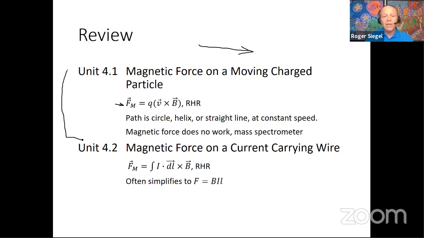Then on Thursday, we talked about the magnetic force on a current carrying wire. A charged particle is different from a current carrying wire on some level. But if we drilled down and looked at a wire with a current moving through it, we would see moving charges. So these two ideas are very similar. Here we have another right-hand rule. The magnetic force on a current carrying wire is the integral of I dl cross B. Again, a cross product gives us a right-hand rule. And often, I'm going to say 85 to 95% of the time, this formula simplifies to F equals BIL, and we will see that tonight.